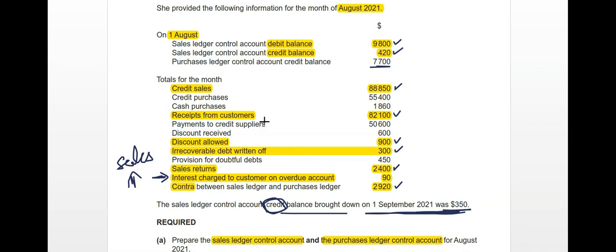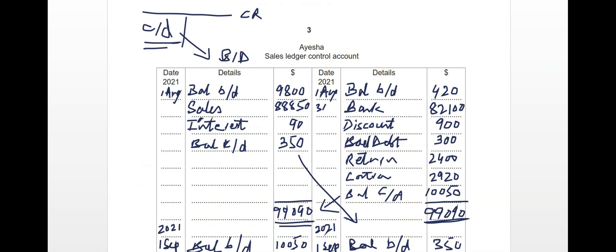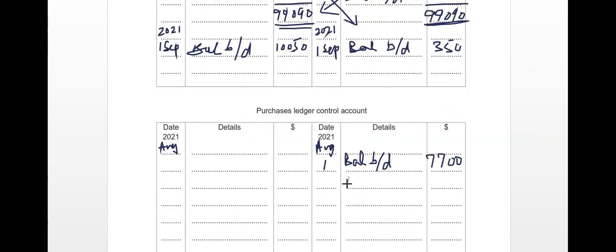So the payment, we have the amount for credit purchases. The amount for credit purchases is given to us. Payment to credit suppliers. Cash purchases are never a part of control accounts. Anything related to cash, like cash purchases or cash sales, are not included in control accounts. So we'll simply take our credit purchases value. Credit purchases are given to us as 55400.